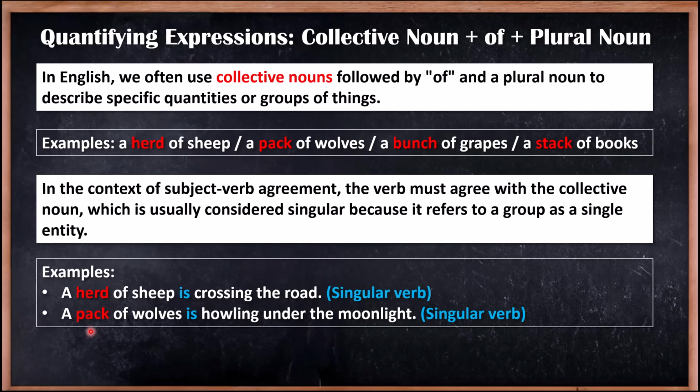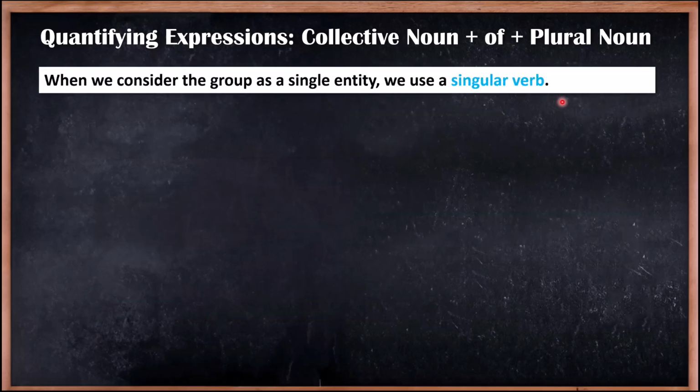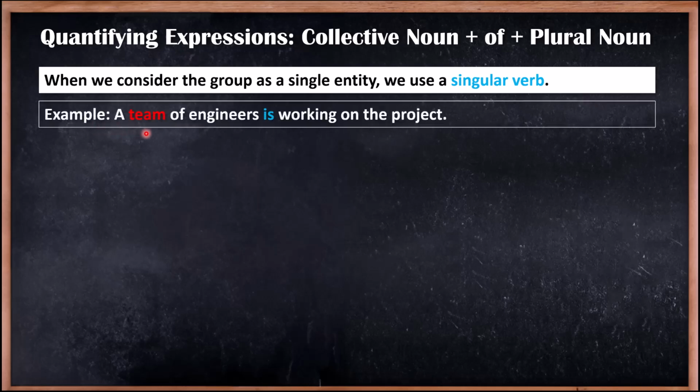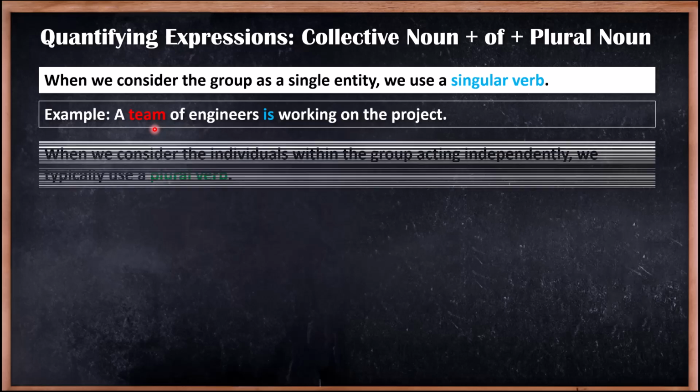That's the subject. And as I taught you before, when we consider the group as a single entity, we use a singular verb. So a team of engineers is working on the project. Even though engineers is plural, we are referring to the team. The team is the subject.